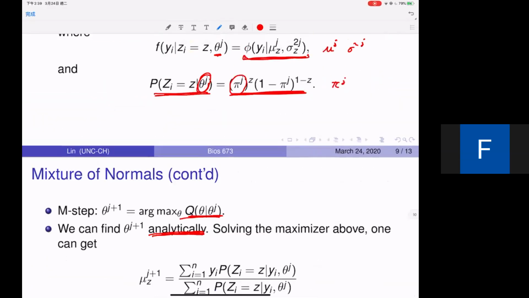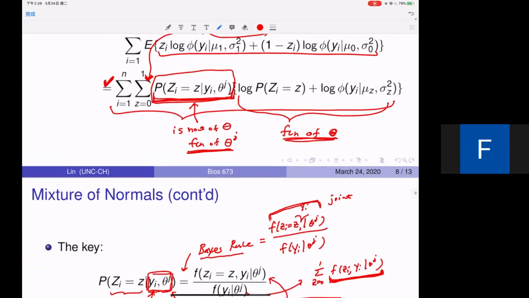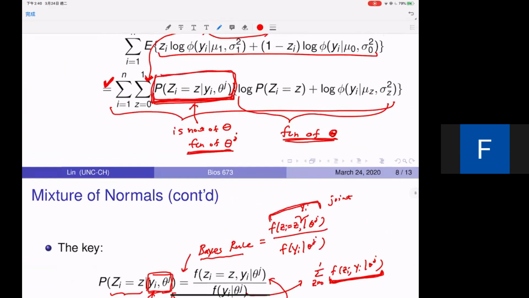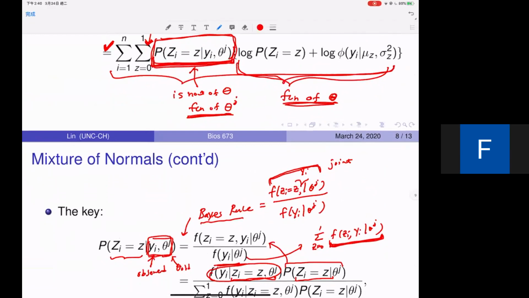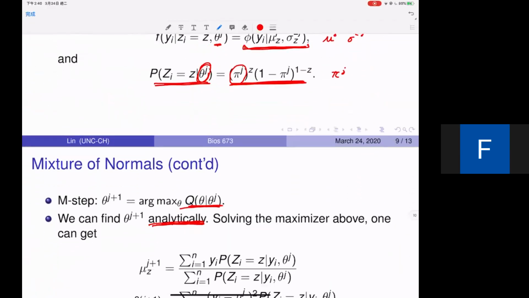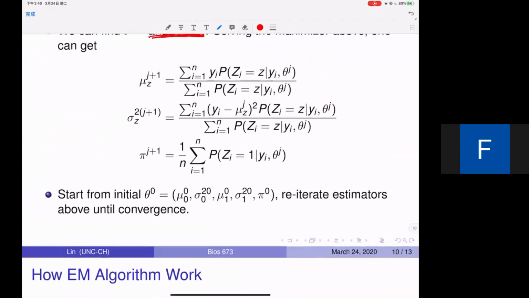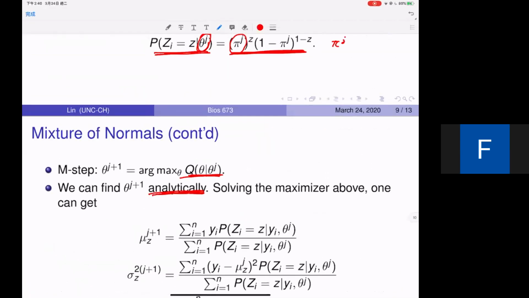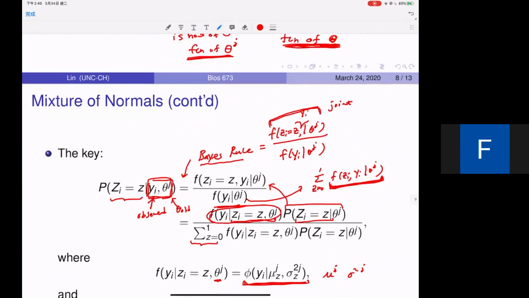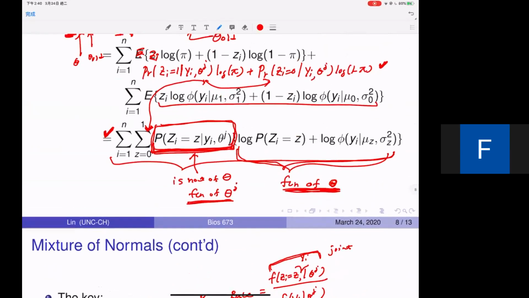Looking back at the Q function right here, this part is derived from this page, and this part is a function of theta. Then you maximize over the function of theta. You could derive it by hand. I don't have time to show it because I want to assign it as homework. It's not hard, because it really looks like when you're deriving MLEs for binomial, for Bernoulli, and for normal.